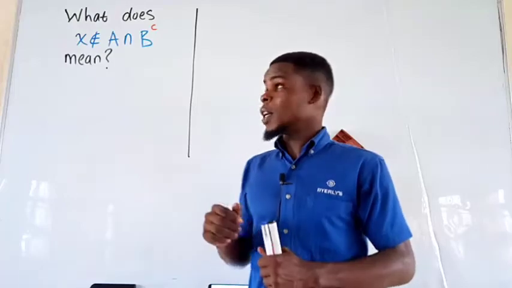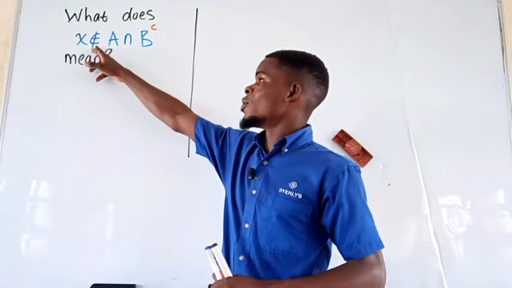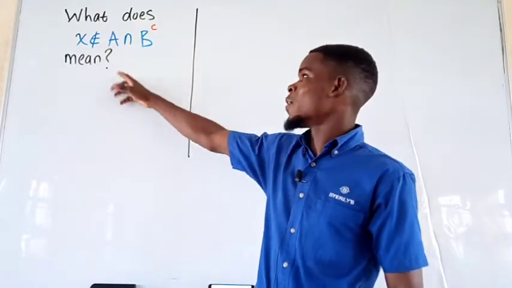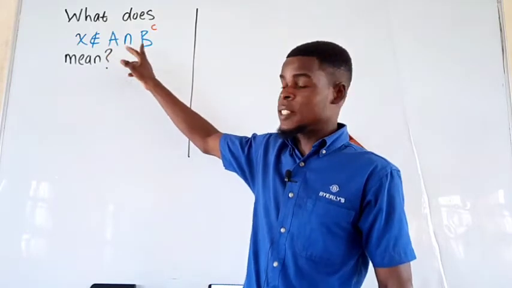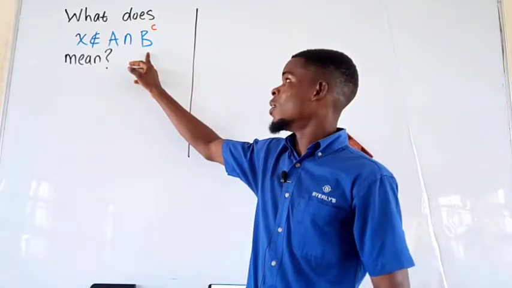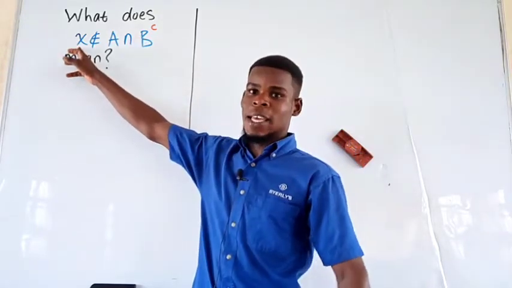Alright, now in this video, you want to answer this question. What does this really mean? X not a member of A intersection B complement. So you have a set A and you have another set B. But here it is the complement of set B. And you know what complement means. So we are to explain this.